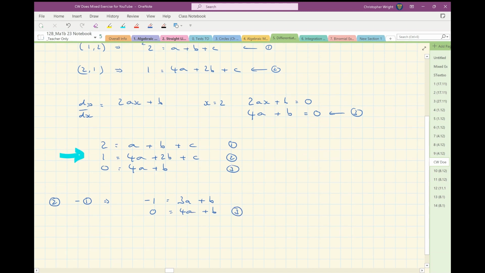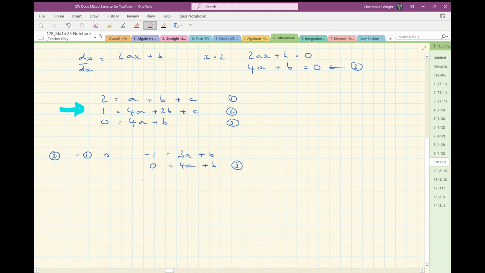And look at that. If you subtract these 2 equations, I eliminate the b's, won't I? I'm going to do equation 3, subtract this equation here. So I'm going to have 0 minus minus 1 is 1, 4a minus 3a is a, and the b's go. So I already know now that a is 1. Well, by inspection, then if a is 1, looking at equation 3, then b must be minus 4.